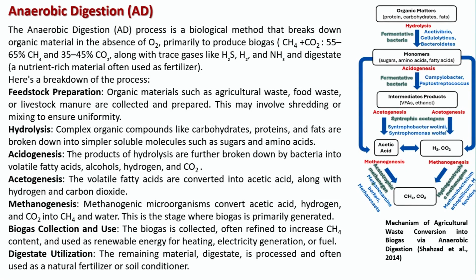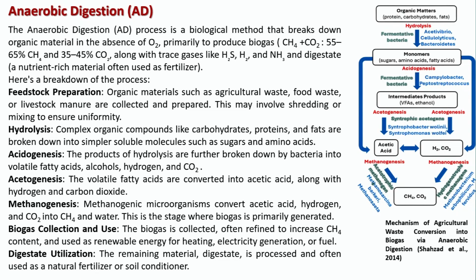So anaerobic digestion is a biological method which breaks down organic matter in the absence of oxygen, primarily to produce biogas, whether it is methane or carbon dioxide. This biogas constitutes almost 55 to 65% methane and 35 to 45% carbon dioxide, along with traces of hydrogen sulfide, hydrogen gas, and ammonia, and a digestate, a nutrient rich material which is basically used as a fertilizer. It has a very high fertilizing value.